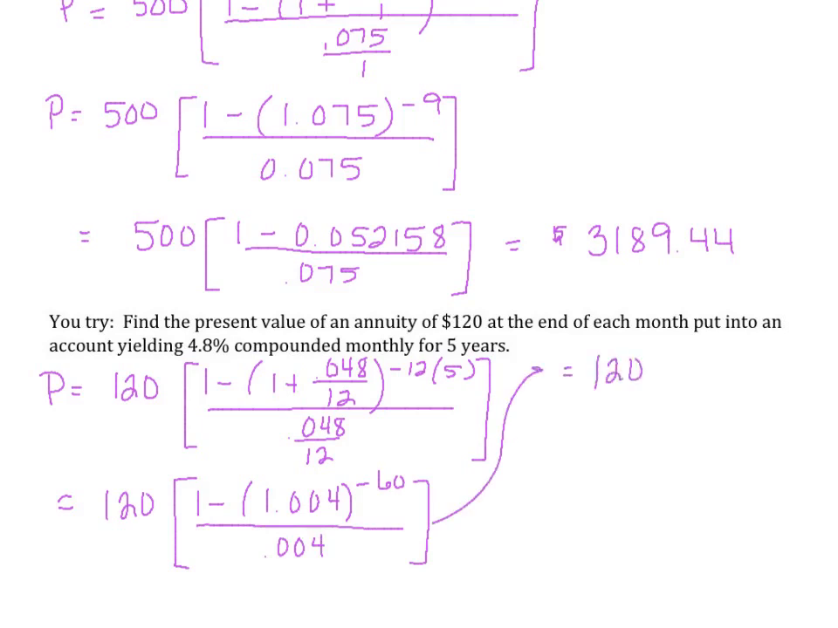So 120 times the quantity. If we take 1.004 to the power of negative 60, we'll have 1 minus 0.787, divided by 0.004. So using our calculator, again, that's rounded. We'll take 1 minus 0.787, divide that by 0.004, use that quantity to multiply by 120, and we will see that we will need to give $6,390 today in order to match if someone were to be giving $120 per month.